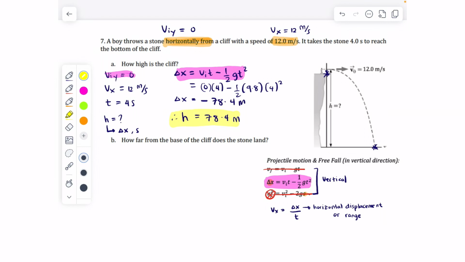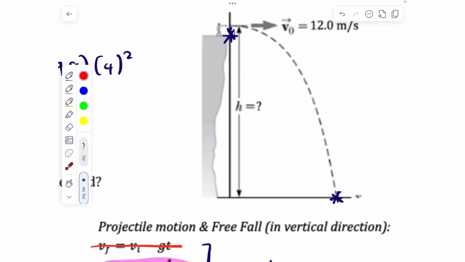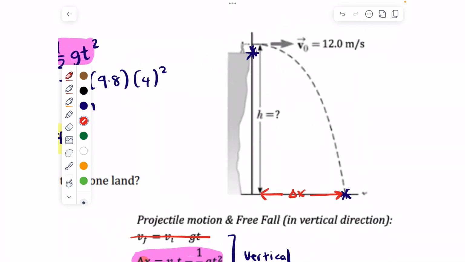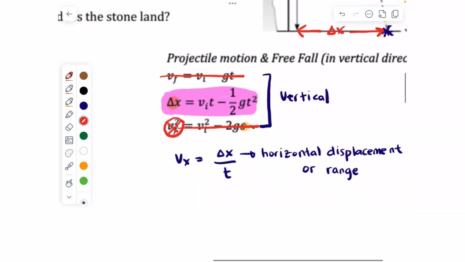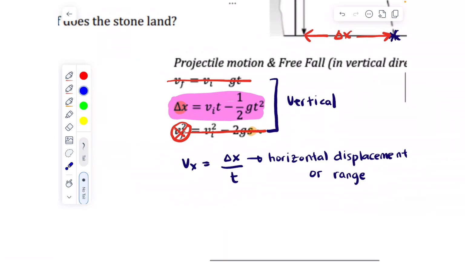Now we move on to the second question. How far from the base of the cliff does the stone land? So if we look at the illustration, this is the base of the cliff and the stone is going to land at this location. So in fact, we need to solve for this quantity right here, delta x. This is the horizontal displacement. Since that is the horizontal displacement, we're going to look into the equation that is related to the projectile's horizontal component of its motion, and this is the only equation that is related to its horizontal component. So let's write that down.